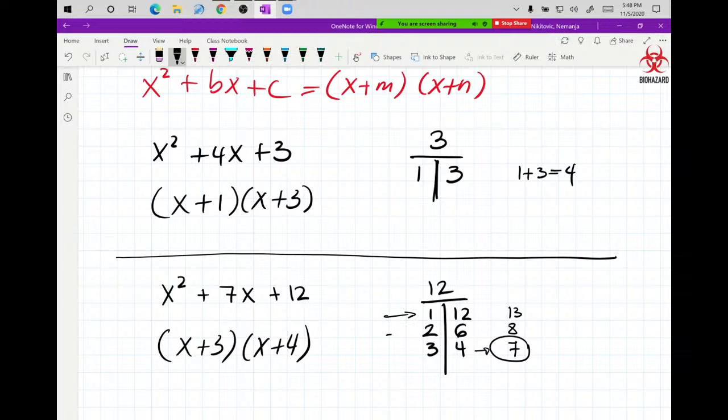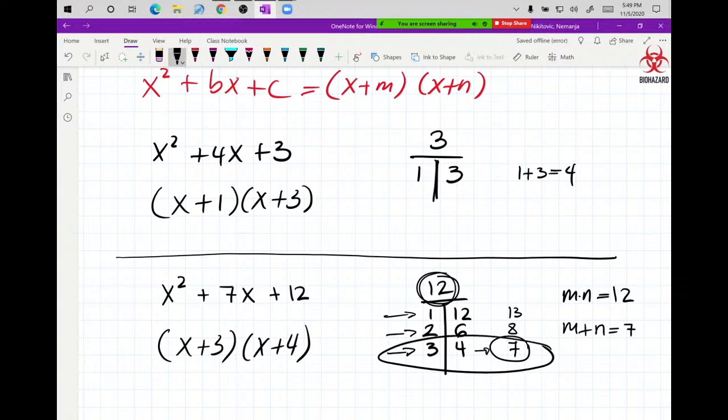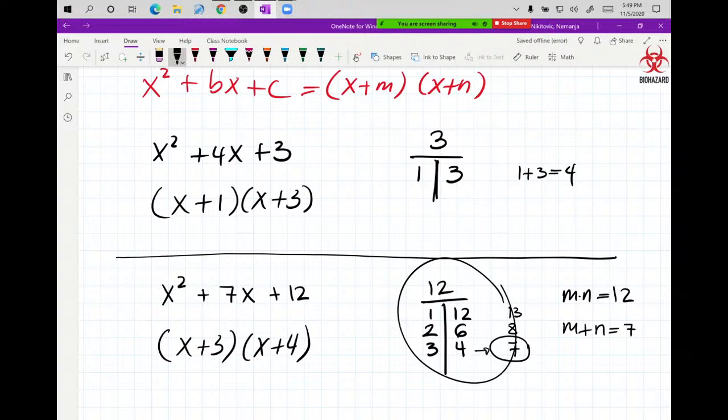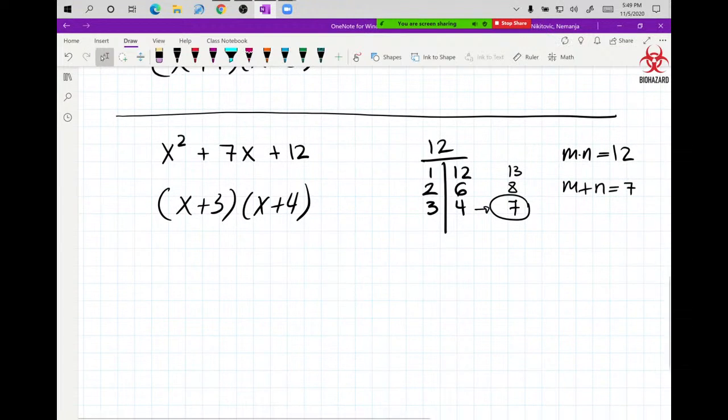So each one of these rows is multiplying into 12. So they are all satisfying the condition m times n equals c. M times n equals 12 in this case. But only one of these rows satisfies the condition m plus n equals 7. And that's this last row. So it's very systematic, insanely easy, but only if you are able to create the chart of factors and then you go from there.